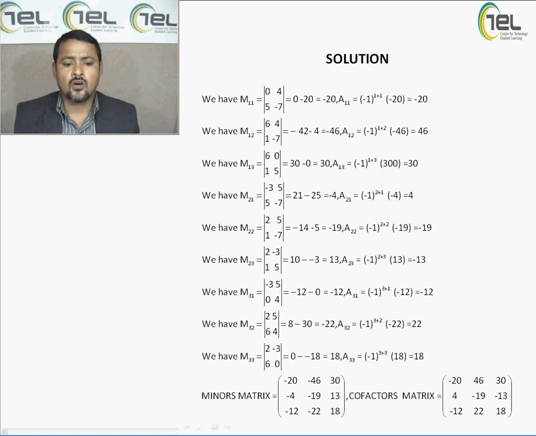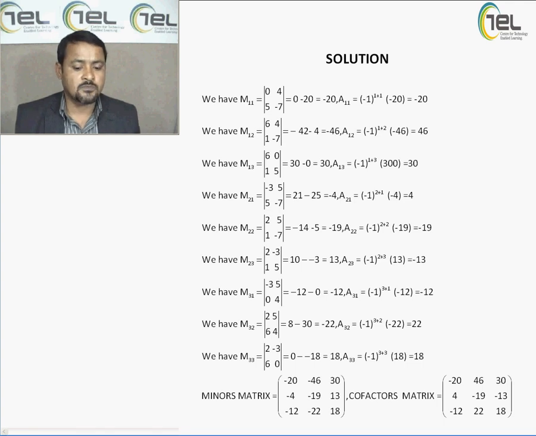After calculating all the minors, that M11 till M33, we calculate all the cofactors. We can put up the matrix of the minors that we have calculated starting from minus 20, minus 46, 30, 25, minus 4, 19, minus 19, 13, minus 12, minus 22 and 18.